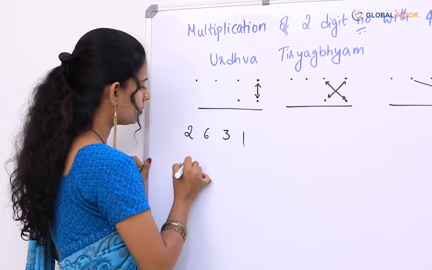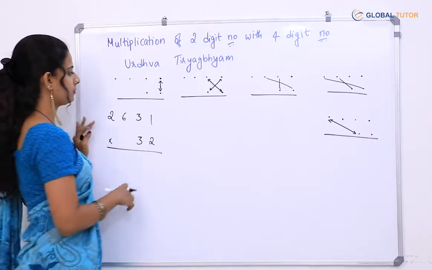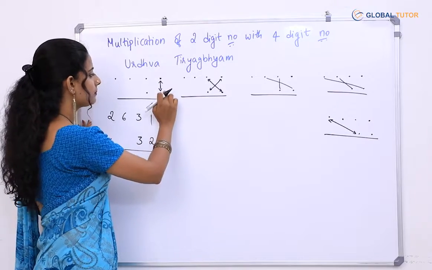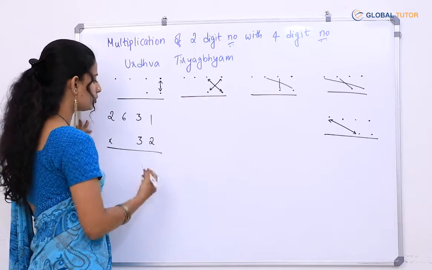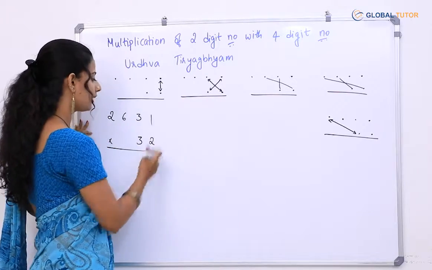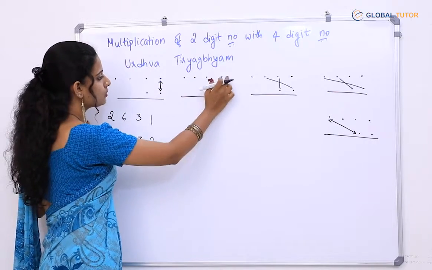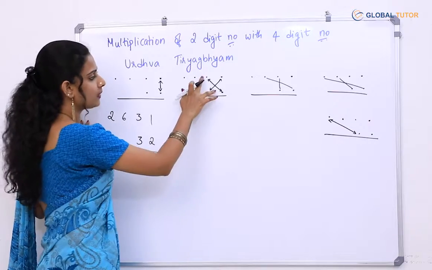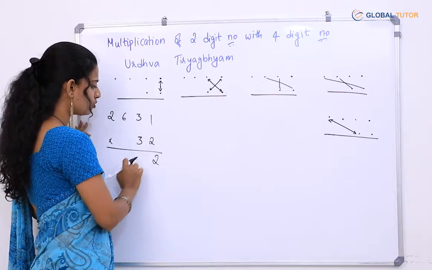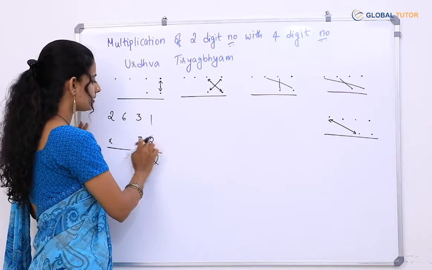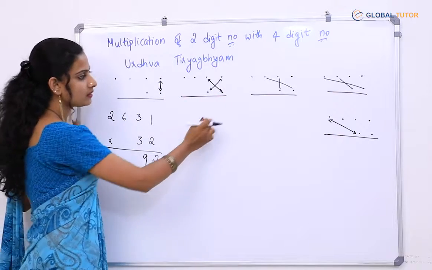2631 into 32. Let's take this number. It's some random number. What is the first step? Multiply these two numbers from the unit digit place. So it is 1 into 2, it is 2. There is nothing to carry forward for the second step. What is the second step? You multiply these two digits and then you multiply these two digits and then you add the product of those. So it is 3 into 2 plus 3 into 1. So it is 6 plus 3. So it becomes 9.